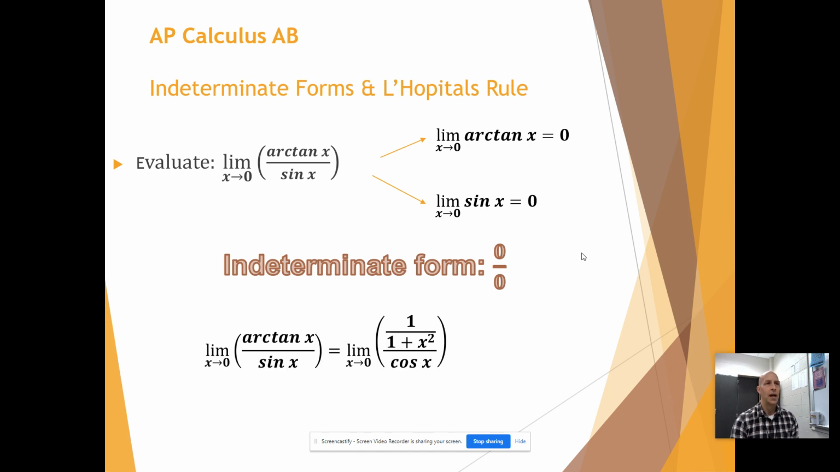Here's how L'Hopital's rule works. The original limit is equal to the limit of the derivative of the numerator over the derivative of the denominator. So we're going to take the derivative of arctan, which is 1 over 1 plus x squared, and the derivative of sine x, which is cosine x. Now we can just do direct substitution, plugging 0 in here, and we get an answer of 1. So this 0 over 0 indeterminate form actually gave us an answer of 1.